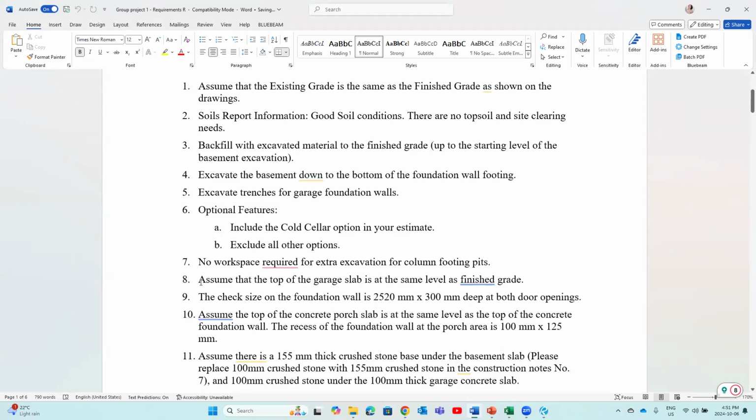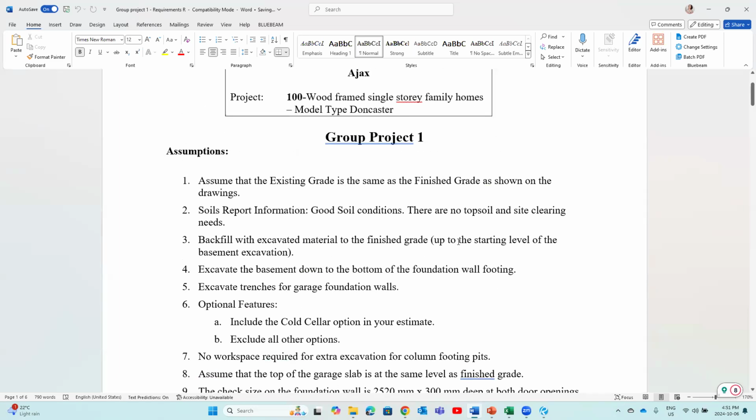Another assumption, pay attention to this. Assumption number 8, assume that the top of the garage slab is at the same level as the finished grade. That means the top of the garage slab is also at the same level with the existing grade. Okay, that's what you need to pay attention to.